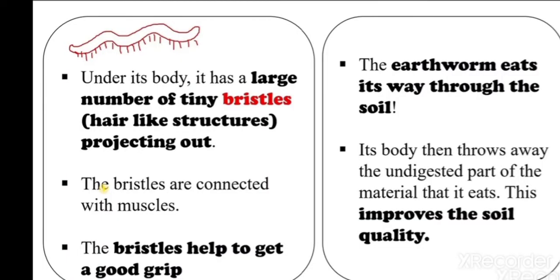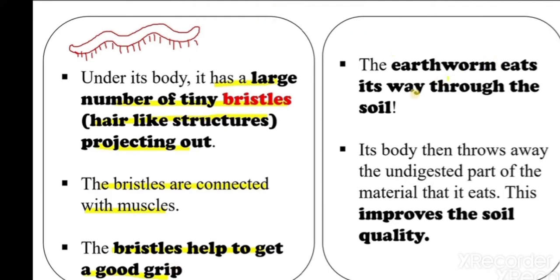Now we will try to understand how the earthworm can fix itself in the soil. Under its body it has a large number of tiny bristles like this one, hair-like structures projecting out. The bristles are connected with muscles and help to get a good grip, and that is why the earthworm can fix itself in the soil.